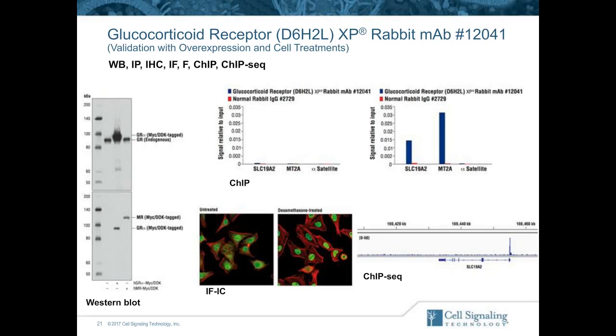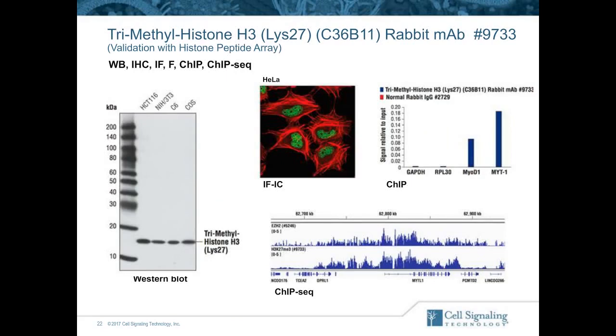So I want to spend a little bit of time talking about trimethyl H3 lysine 27. Again, here we're looking at a Western blot of whole cell lysates, and the antibody detects a single band that corresponds to histone H3. In IF, we see the expected nuclear localization, and in ChIP-qPCR, we actually look at enrichment of known target genes MyoD1 and MYT1.